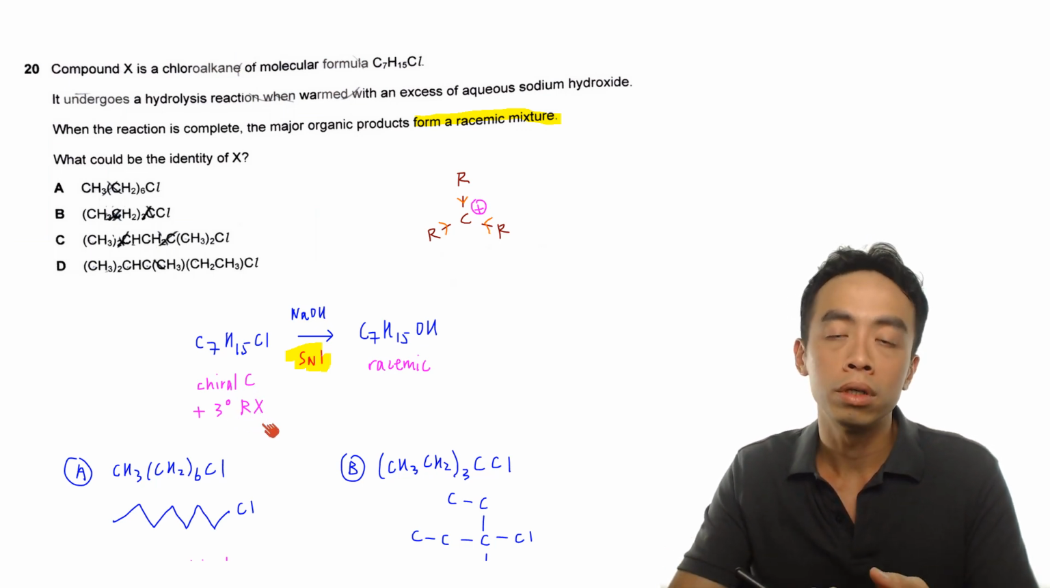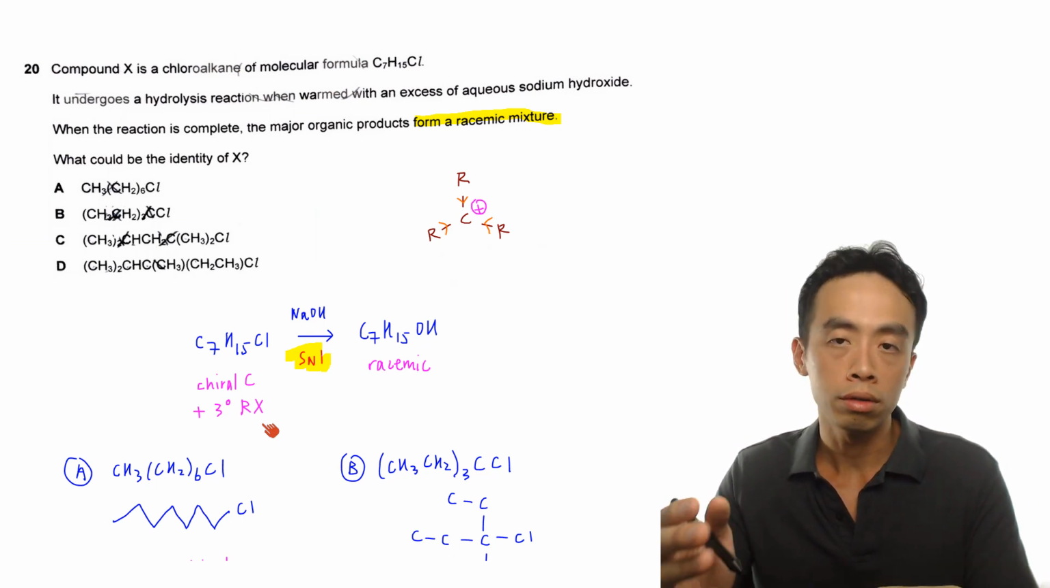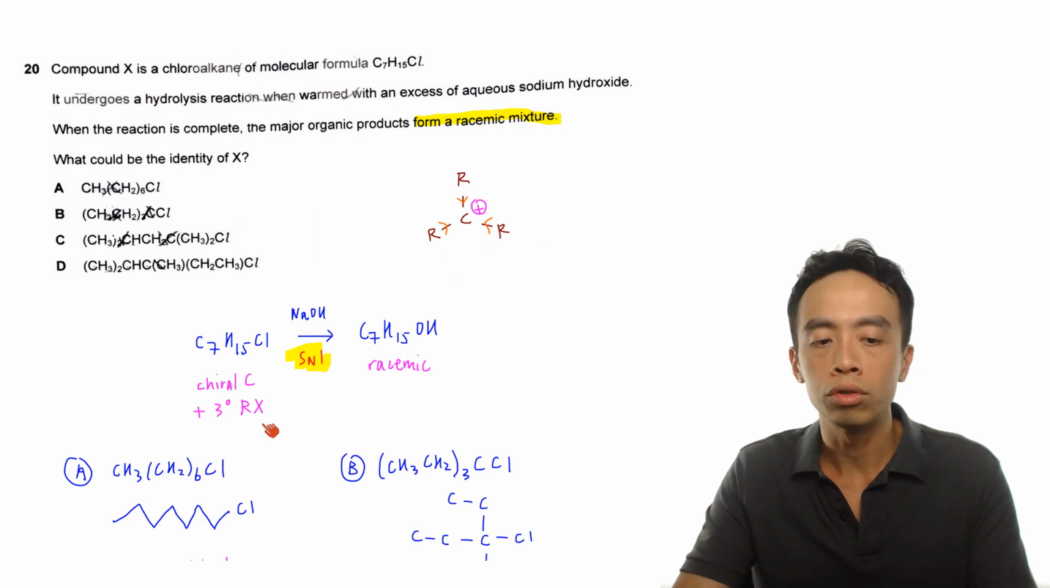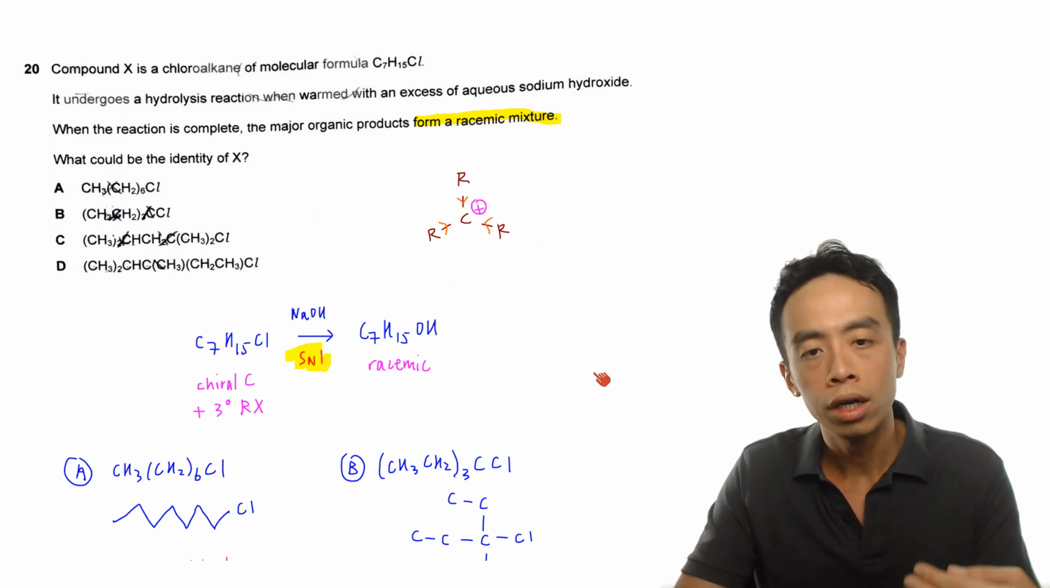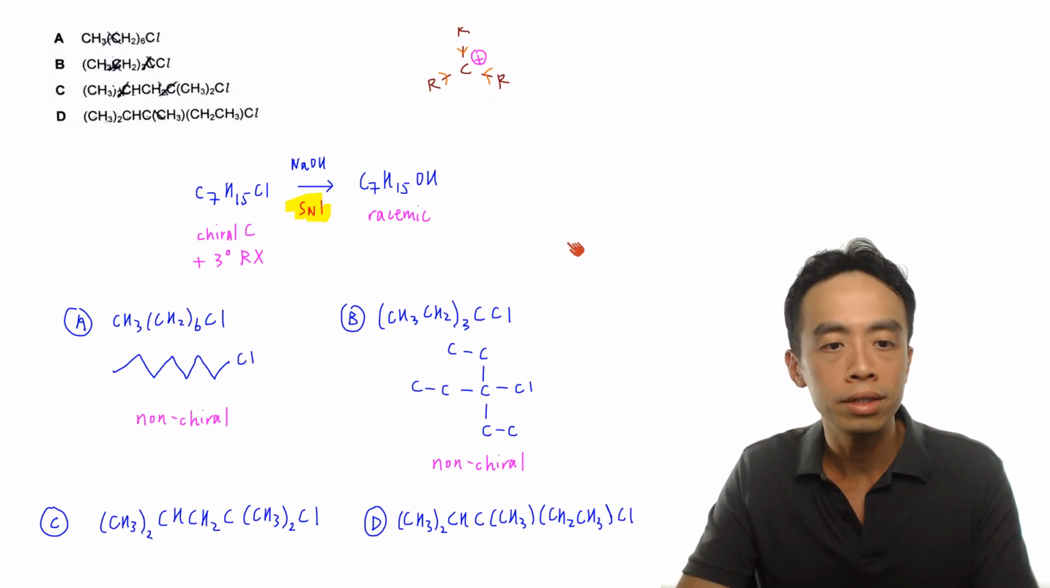If I have 2 possible options where I have both chiral carbon, one is a primary haloalkane, one is a tertiary haloalkane, then I will choose the answer with a tertiary haloalkane. So with this consideration, let's run through the options A, B, C, and D.